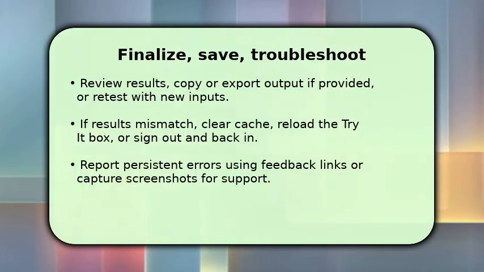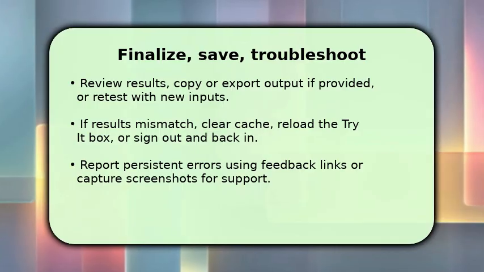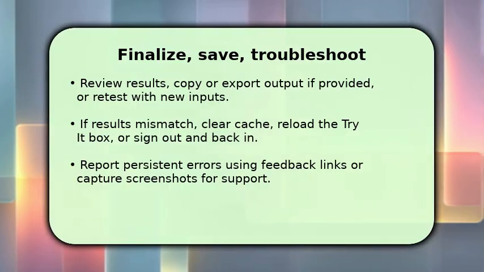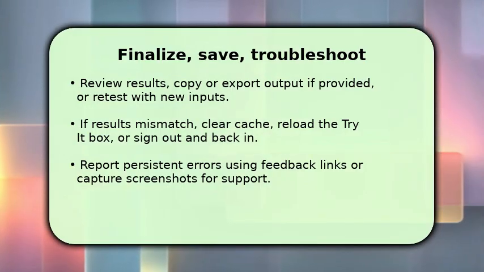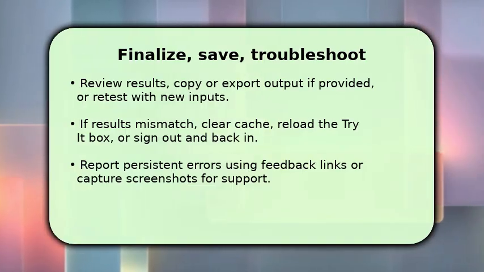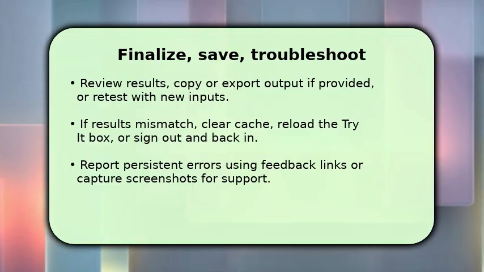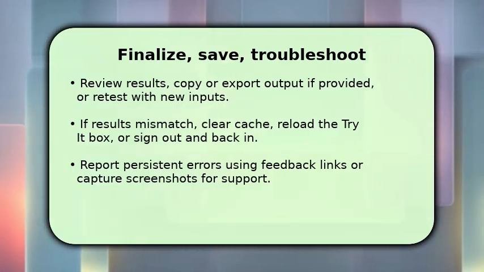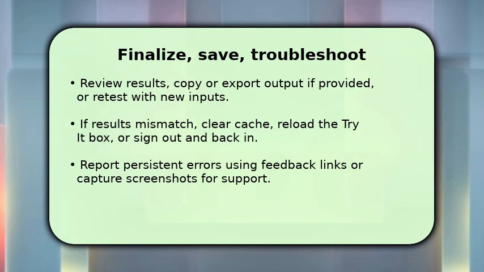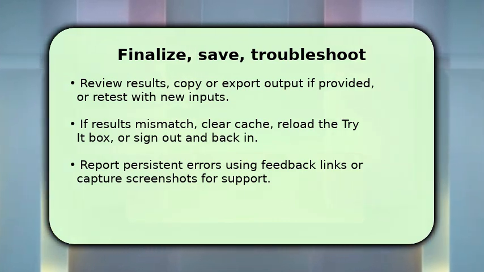If something goes wrong, slow updates, wrong outputs, or missing controls, reload the page, clear cache, or sign out and back in. These steps fix most state issues. If the issue persists, use the feedback/report option and include a screenshot so Google can reproduce and resolve it.